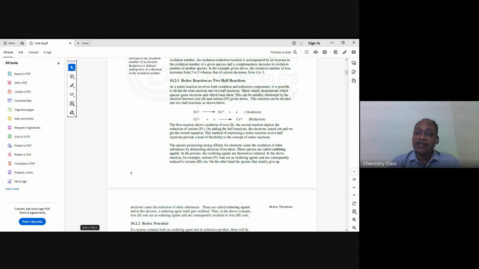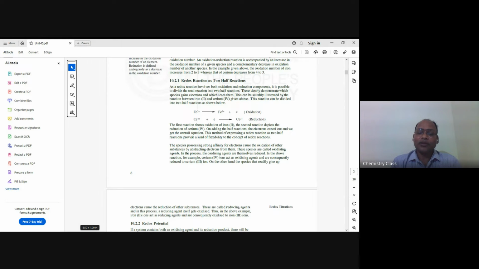That's why Se4+ is known as the oxidizing agent. Fe2+ becomes Fe3+ due to Se4+. So Fe2+ undergoes oxidation due to Se4+, hence Se4+ is known as the oxidizing agent. Simultaneously, Se4+ undergoes reduction due to Fe2+, hence Fe2+ is the reducing agent. This is how you can calculate which is the oxidizing agent and which is the reducing agent.